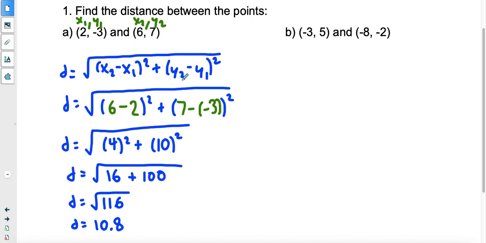Let's do one more example here. So now I want to find the distance between (-3, 5) and (-8, -2). I'm going to start by doing the exact same thing. I'm just going to label my points (x1, y1) and (x2, y2). And now I'm just going to plug it into my distance formula, just like I did here.